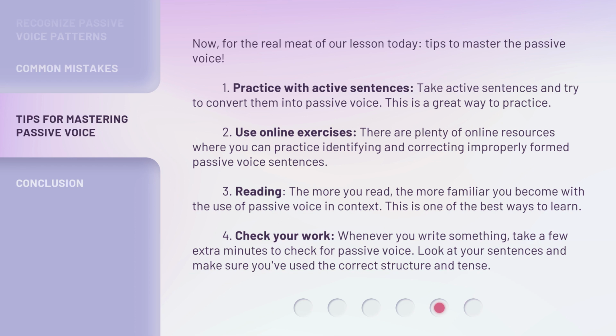3. Reading. The more you read, the more familiar you become with the use of passive voice in context. This is one of the best ways to learn. 4. Check your work. Whenever you write something, take a few extra minutes to check for passive voice. Look at your sentences and make sure you've used the correct structure and tense.